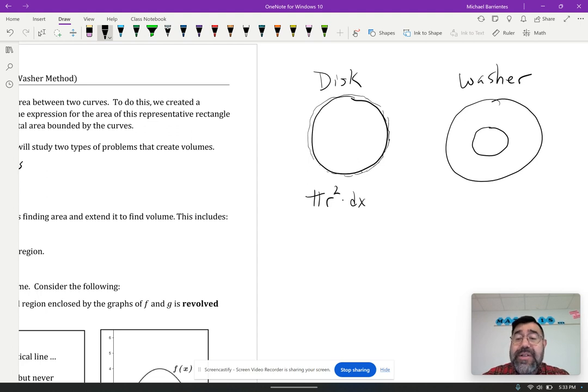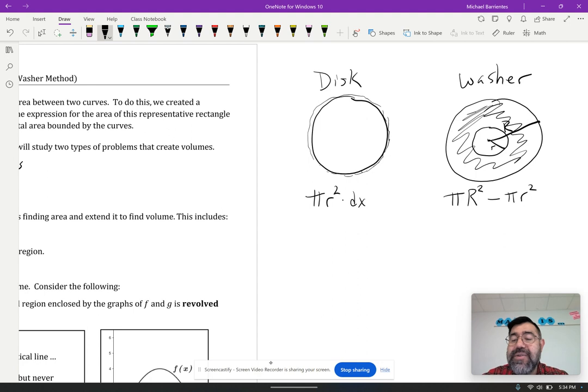The washer says, well, wait a minute. This is the shaded region, right? But I have to cut out this middle part. And so in reality, there are two radii. There's a big radius from the center to the outer, and then there's a little radius from the center to the inner boundary, the inner circle. And so then this would be pi big R squared minus pi little r squared dx.